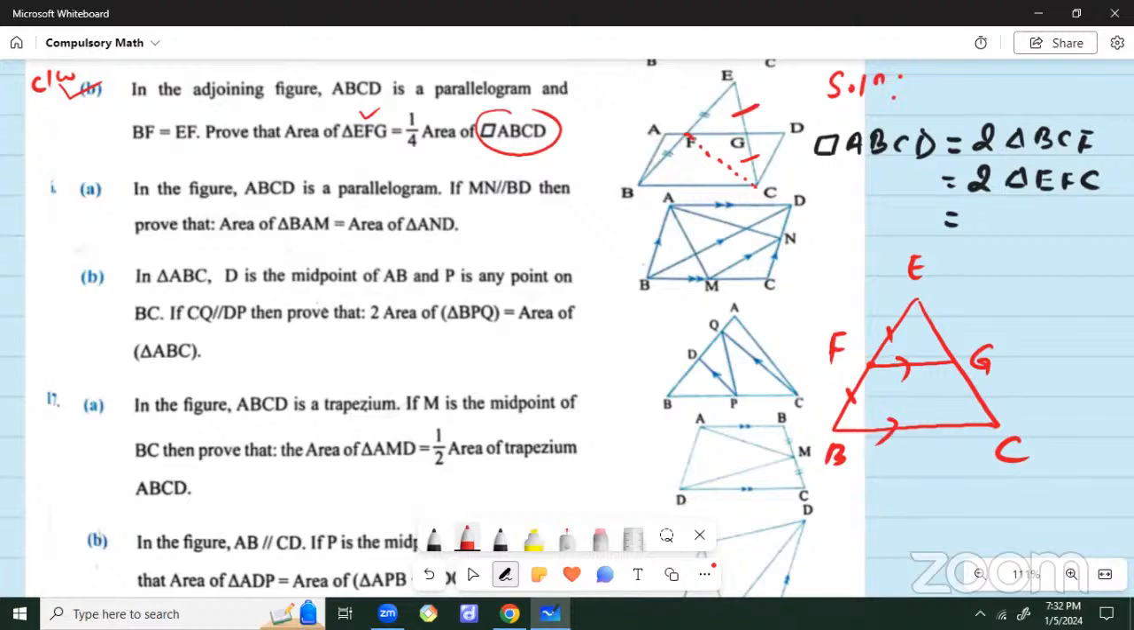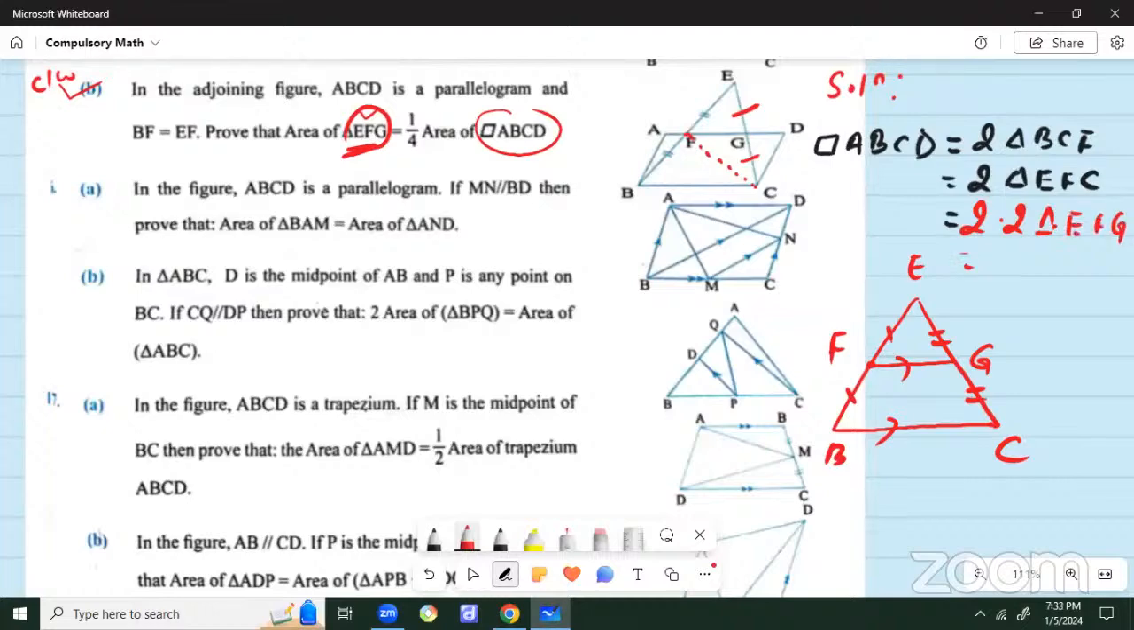Yes, sir. So the midpoint theorem says that when we draw a line joining the midpoint of one side parallel to another side, that will bisect the third side. That's why G will be the midpoint of EC. If G is the midpoint of EC, FG is the median of triangle EFC. So in place of triangle EFC, we can write two times triangle EFG, which we require here.